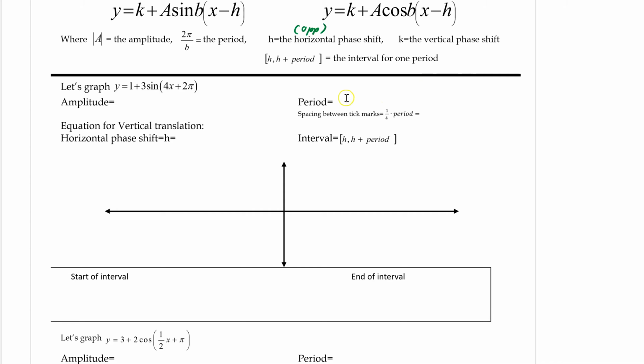And then our period would be h, and then h plus our period. That's the interval for one period. So let's break this thing apart. Before we start any of them, they have to be in that form. So this would be 1 plus 3 sine, and then we have to factor that 4 out to get that nice, clean inside. And all you're doing is dividing it out.